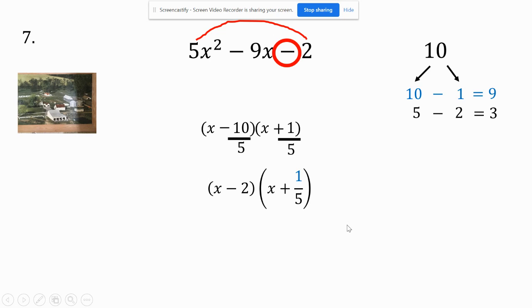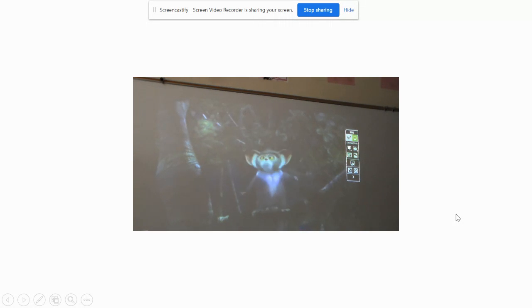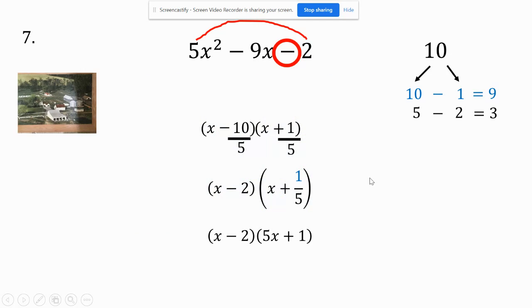So now I'm going to move it. I like to move it, move it. Okay, so if it won't go in evenly, just move it in front. So my answer is x minus 2 times 5x plus 1.